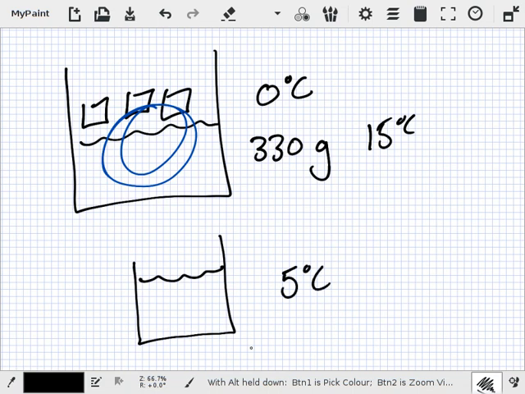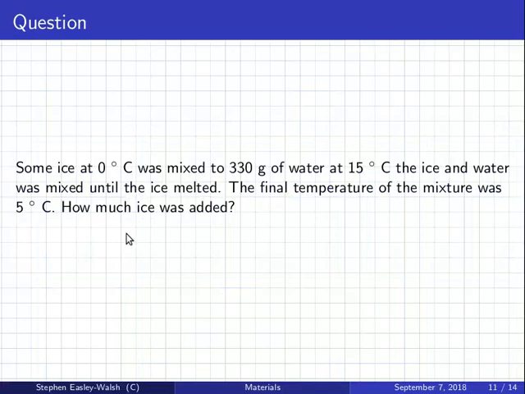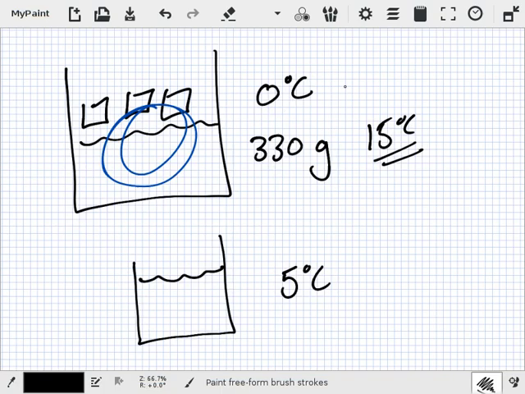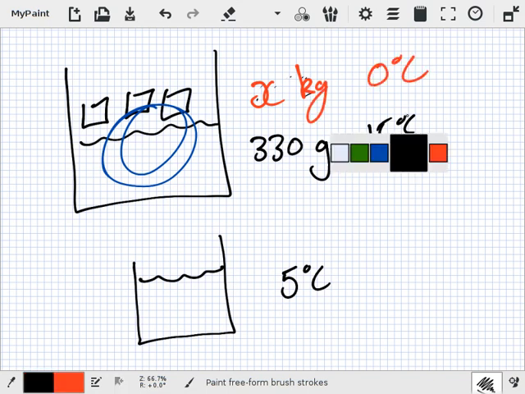Now that kind of makes sense. If you put ice into warm water, then the result is you have colder water, because the ice brings the temperature down. So my question is, how much ice was there? So we'll say that there was X kilograms of ice at 0 Celsius.